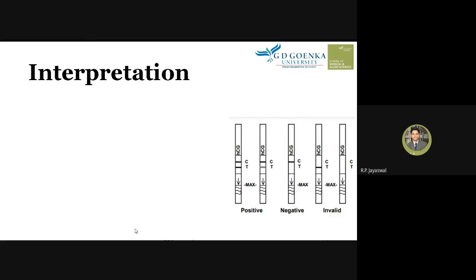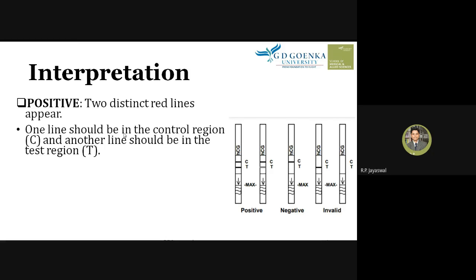This is the interpretation you can see. Now positive results. What are positive results? We can see two distinct red lines appear. So this is the strip, and this one is a control line, and this is a test line. There are two distinct lines that have appeared, so we can say the test is positive. One line should be in the control region, the C region, and another line should be in the test region.